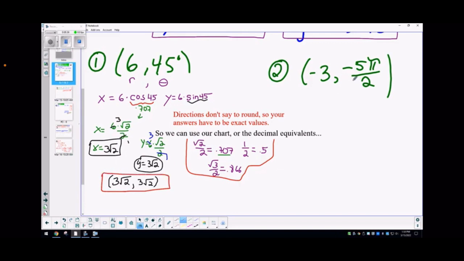Okay, next up, we're going to take a problem that has a radian angle and it's negative. So we're going to write down again our r and our theta and then plug them into the formula.